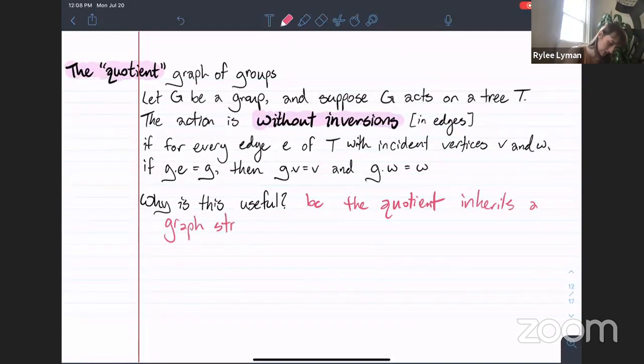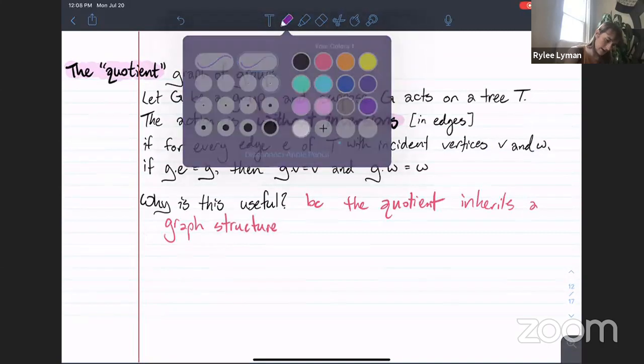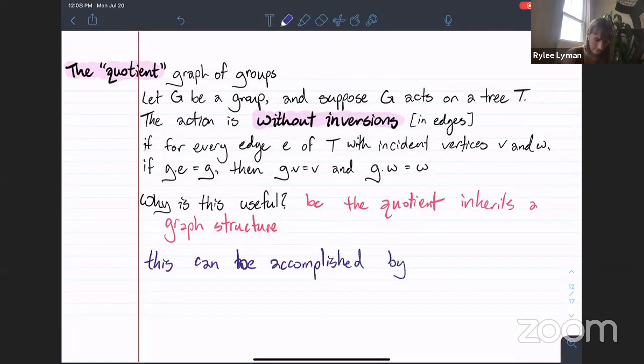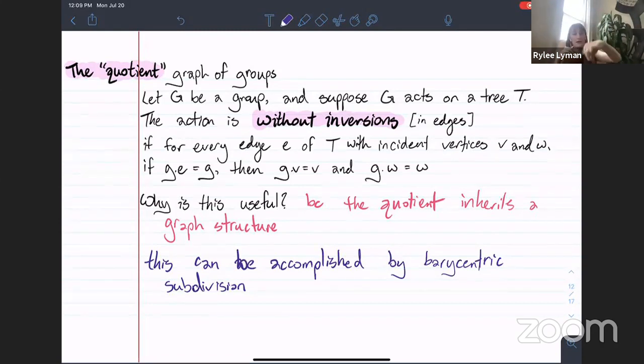Which is always nice. And if we were worried that this was an owner's condition, it is not. We can accomplish this by doing barycentric subdivision. So if I want to be extra careful and make sure that my action is without inversions, I can just barycentrically subdivide the tree. And then now, even if I flipped the edge, I will still preserve the barycenter of the edge. And now I won't preserve both of the sides of the edge.